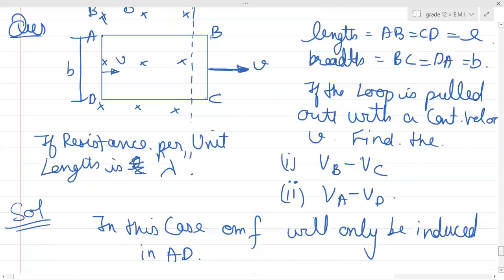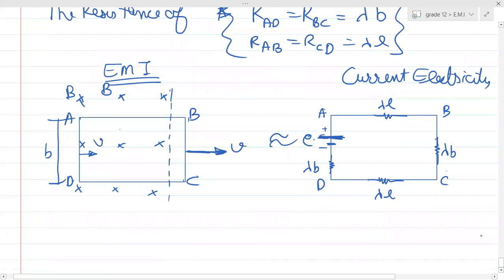They are asking what is the potential difference across B and C, and they are asking what is the potential difference across A and D. I think we are able to find it. Yes or no?